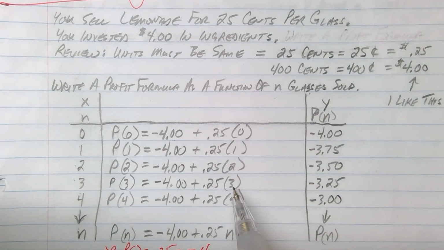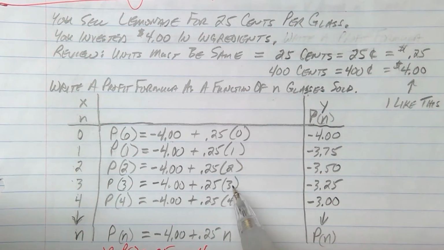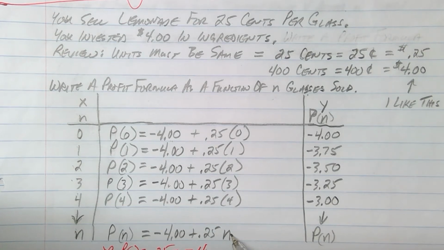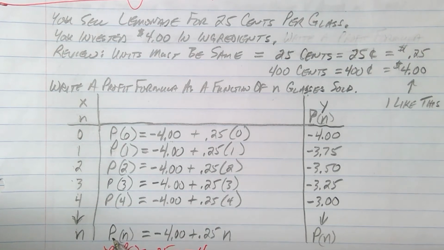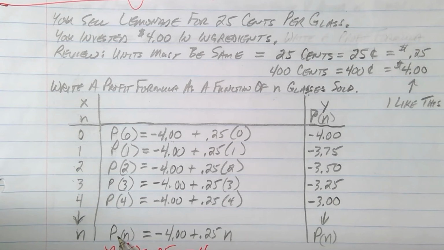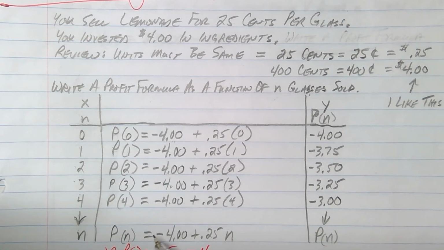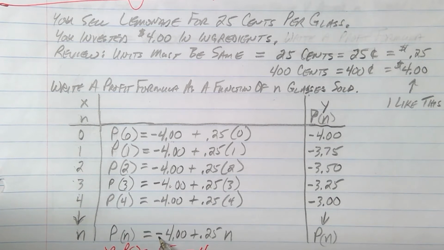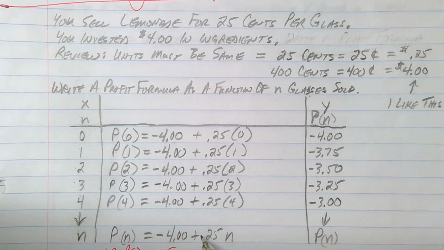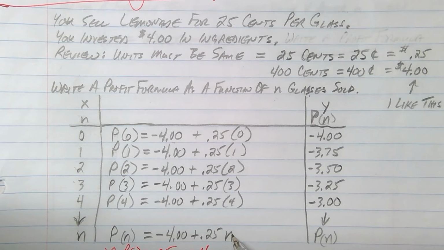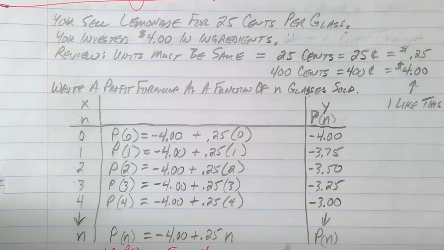And this is my variable. This is my X. Now they told us to use N for number of glasses sold. These are my numbers of glasses sold. So that's my N. And my function is called P for profit. So my profit in terms of number of glasses of lemonade I sell is the $4 I started out in the hole, but I'm going to increase by a quarter each glass. And eventually I'll dig myself out of that hole.